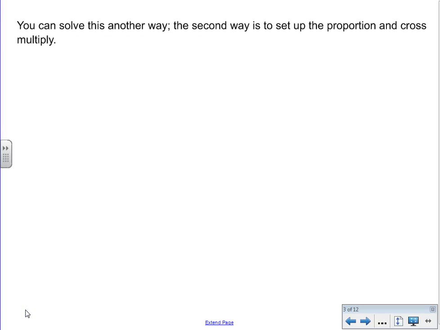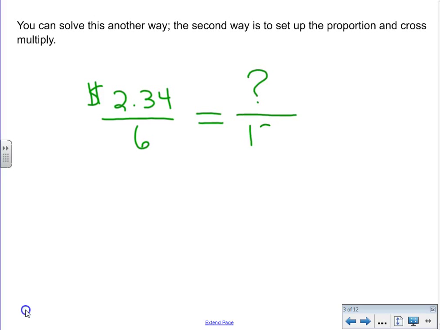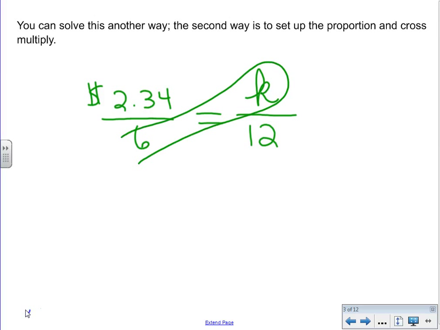The second way is to set up a proportion and solve it. Do it all really in one big step. So we know it's $2.34 for 6 oranges. And the question asks, how much would it be? That's what we don't know. How much would it be for 12 oranges? Instead of putting the question mark, let's just turn that into our variable. Let's use K.